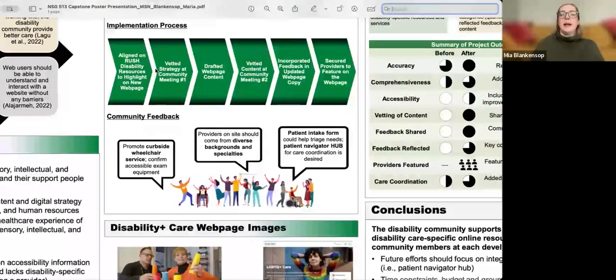So this is a little bit about how we implemented this process. Basically, we aligned with the group to review the accessibility resources and services page. We talked with Dr. Ailey about what she was hoping to progress forward with. And then we just highlighted everything that we thought might be useful as a talking point with the community meeting.